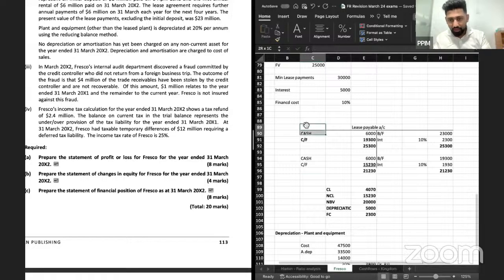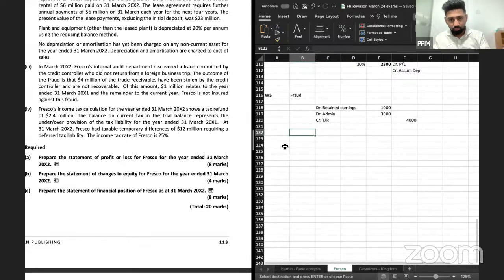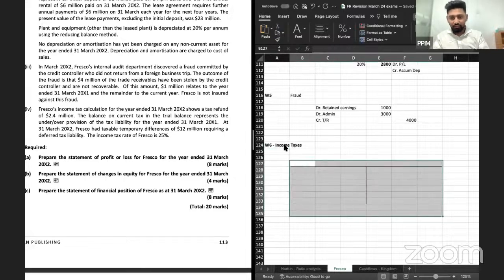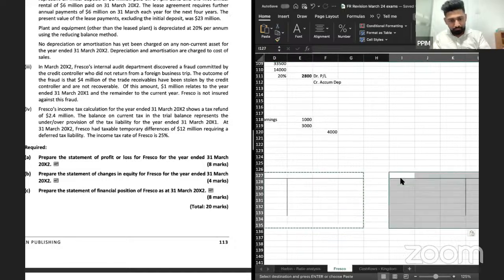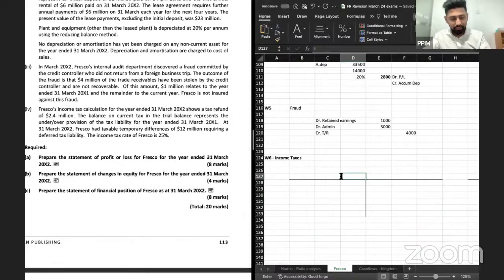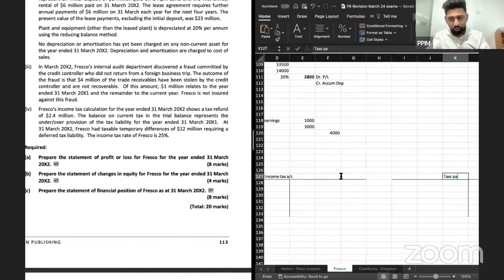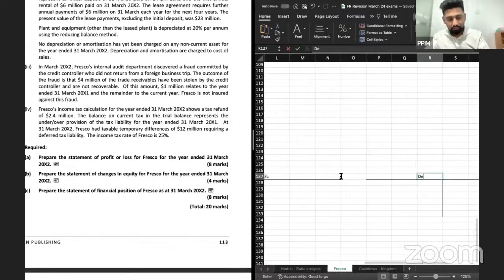If you get a question like this, all I want you to do is put up 3 T accounts. Simple as that. So working 6, income taxes. You're going to put up 3 T accounts. That's your first T account, copy, paste, second T account, copy, paste, third T account. You call them income tax account, tax payable account, and of course, the last one will be deferred tax account.